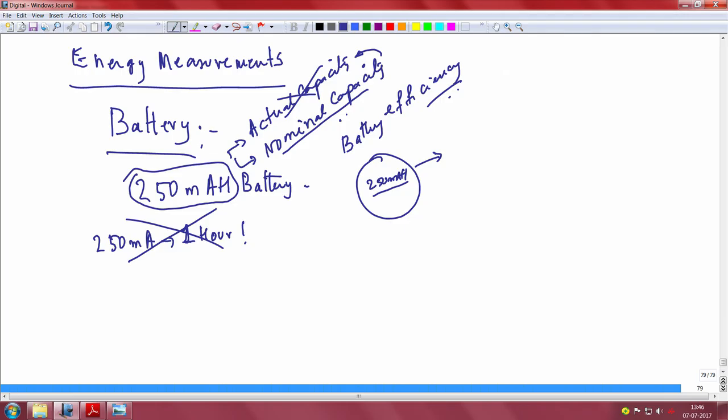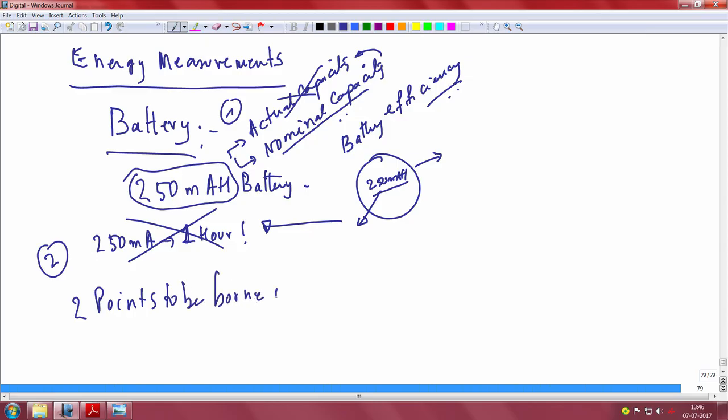Second thing, so there are two things I said, right. One is this part, the other part is this thing. Do not ever assume that if it is a 250 milliampere hour battery that you will get it for 1 hour. Both these points, 2 points, are to be borne in mind. Point number 1 is here and point number 2 is here. These are two separate things, but these are very useful for you before you actually find out what is the size of the battery that you want to use for your application.